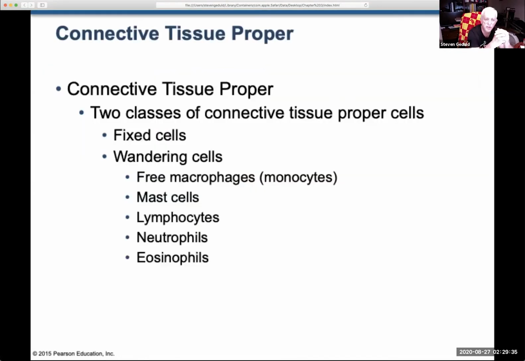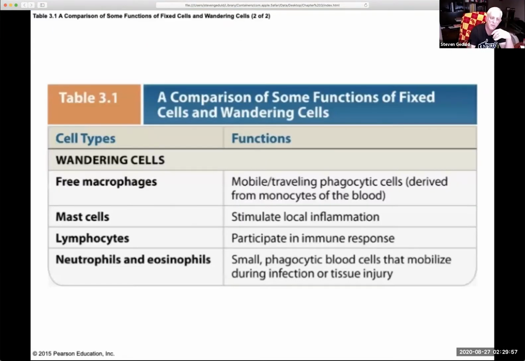Okay, connective tissue proper. There are two classes of connective tissue proper cells: fixed cells and wandering cells. We talked about the fixed cells. Now the wandering cells. The wandering cells are your free macrophages, your mast cells, your lymphocytes, neutrophils, and eosinophils. Those are different types of white blood cells. And we'll go through the functions of each one of those as we go on. So free macrophages are mobile, they travel. They do the same thing as the fixed macrophages. They eat and they dissolve. They phagocytize pathogens, cell debris, things like that. But they're mobile. They go where they're needed.